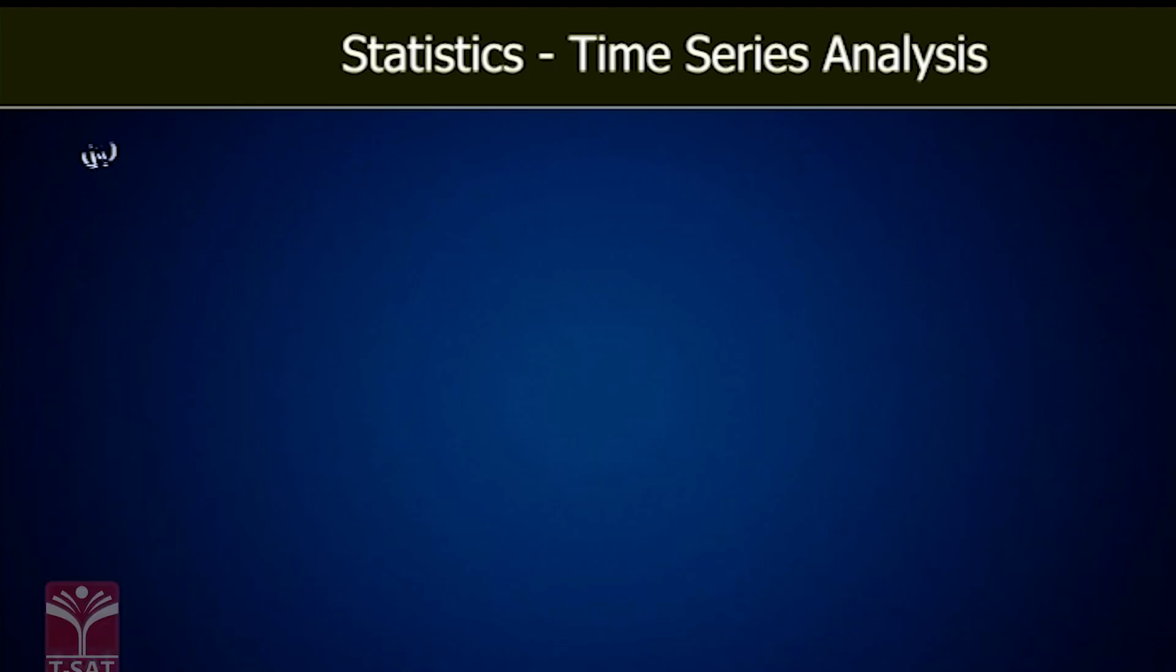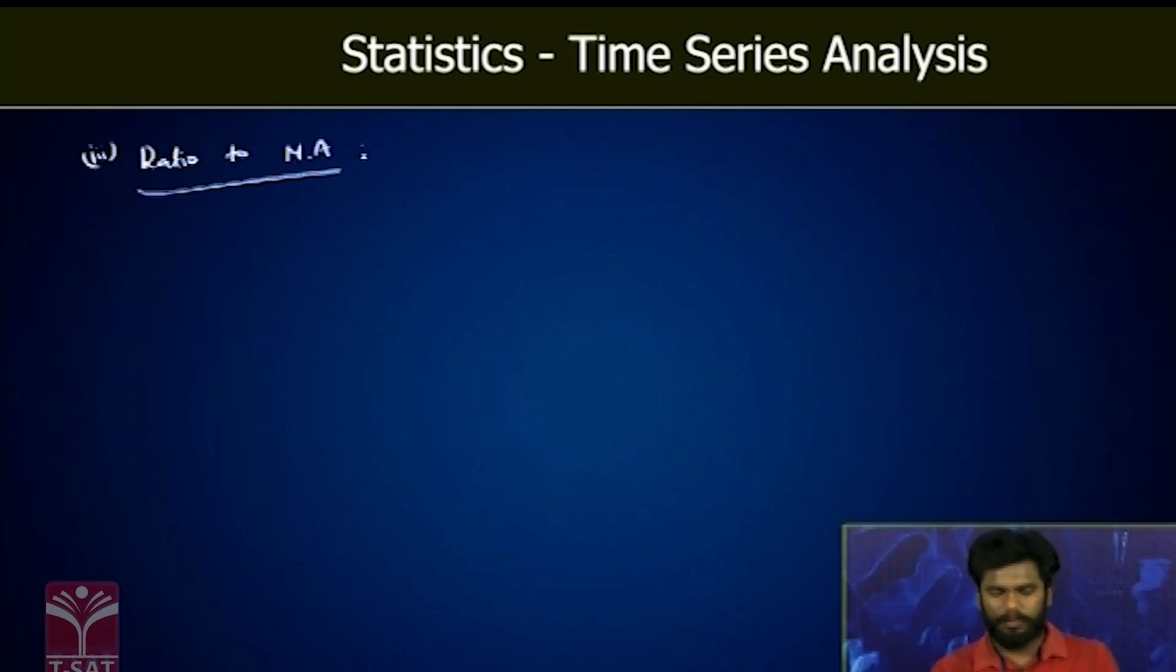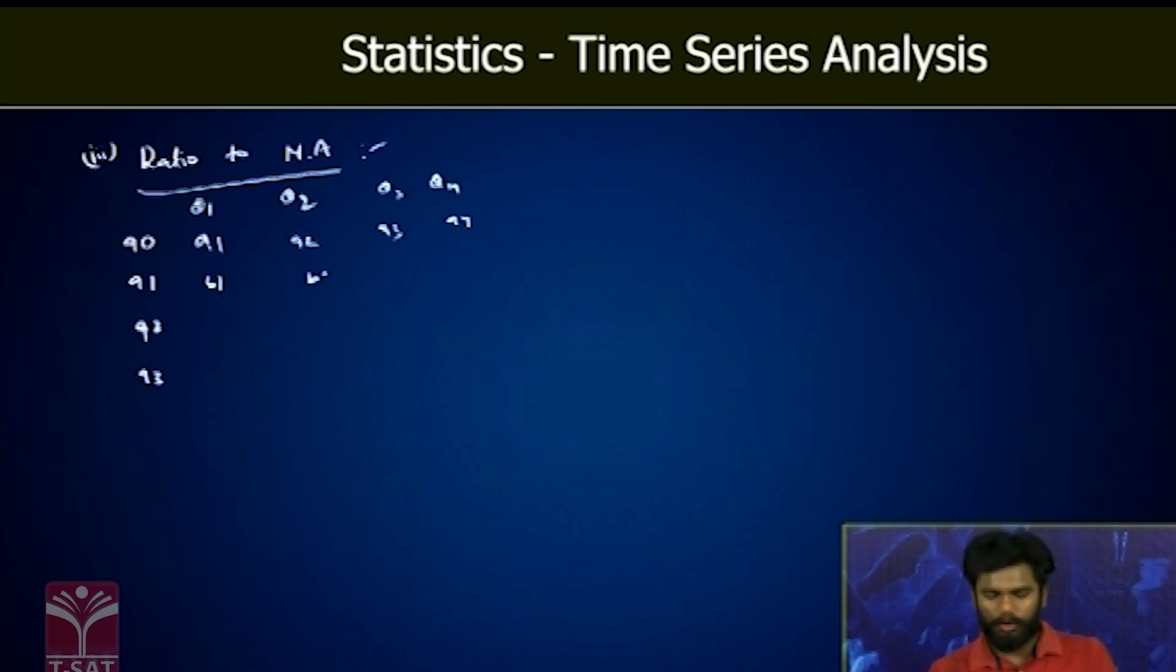The third method to measure seasonal variations is the ratio to moving averages method. So let's consider the data 90, 91, 92 and 93. Let's consider only 4 years. The quarter values are given Q1, Q2, Q3 and Q4: A1, A2, A3, A4, B1, B2, B3, B4, and so on C1, C2, C3, C4, D1, D2, D3, D4.